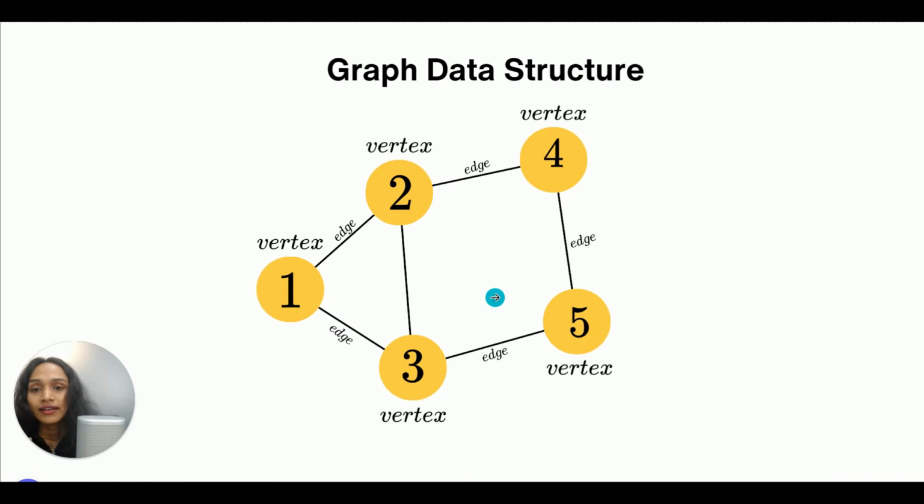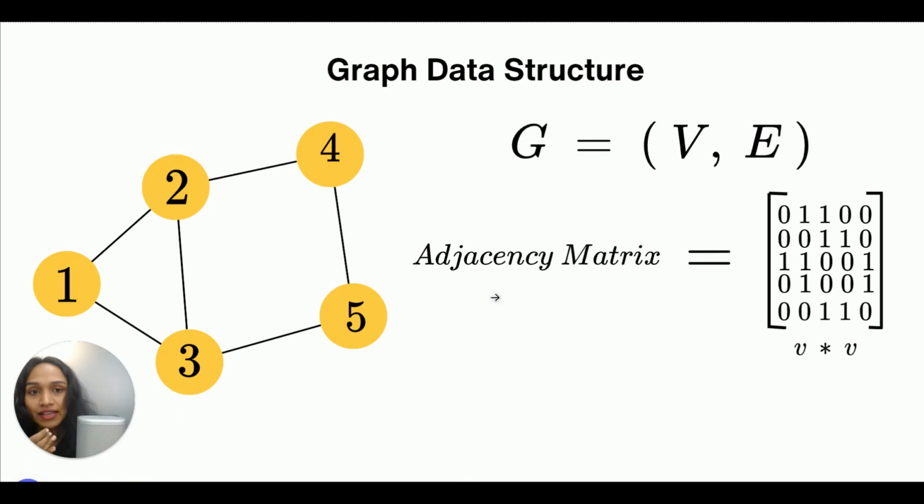So, a graph can be defined as a collection of vertices and edges, which is G equal to (V, E), where V is the set of vertices and E is the set of edges. There are many ways by which we can represent a graph. We can use adjacency lists, adjacency matrices, node features, edge features, etc. But usually we represent a graph by using its adjacency matrix.